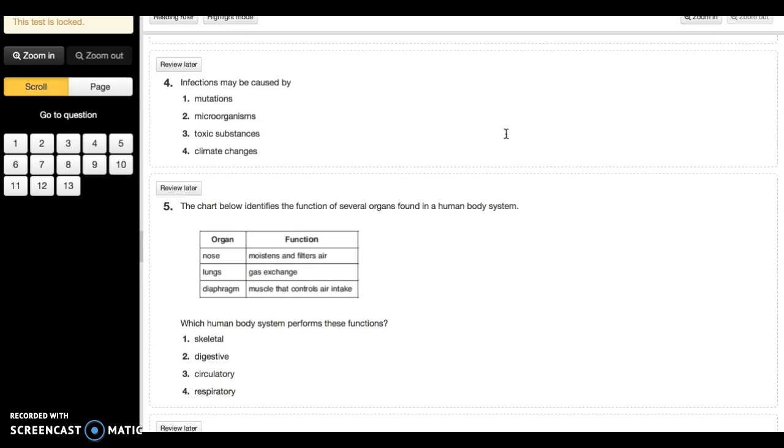So the mutations, this is something that's completely different. Mutations, you're talking about DNA. Toxic substances can cause you to be sick, but it's not an infection. Climate changes, again, can cause you to be sick or worn down, but it's not going to actually cause an infection.